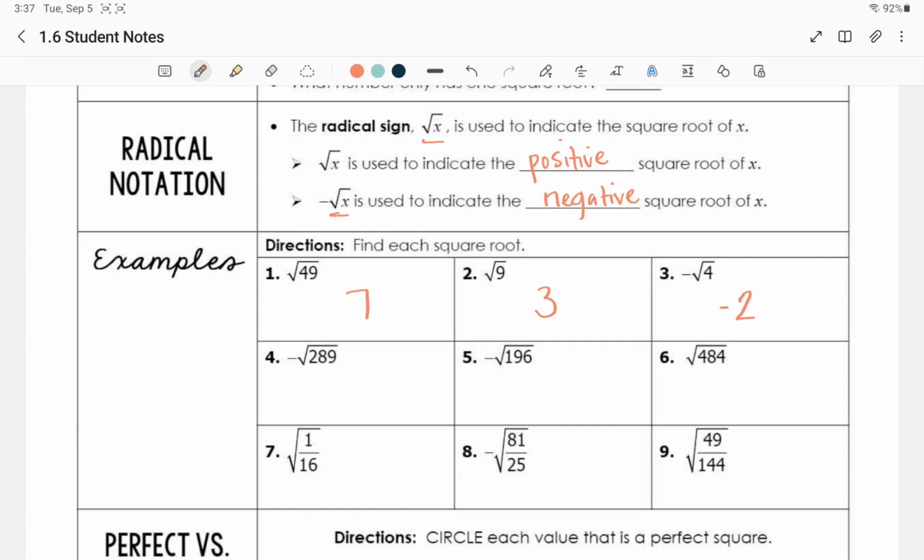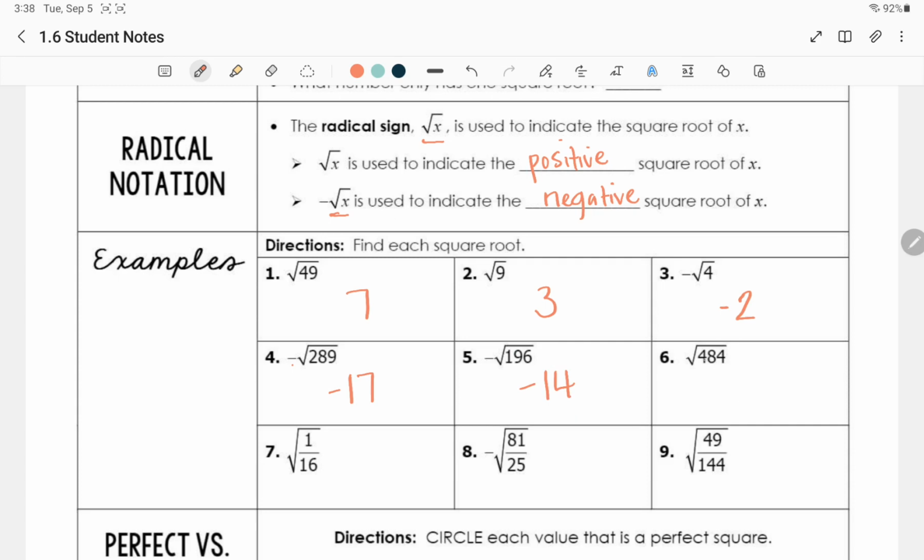But anyway, moving on. Number 4 would be the square root of 289. Again, practice using the symbol on your calculator. But the square root of 289 would be 17. And the negative sign's out there, so it would be -17. All right, the square root of 196 would be 14. And the negative sign would be attached after.